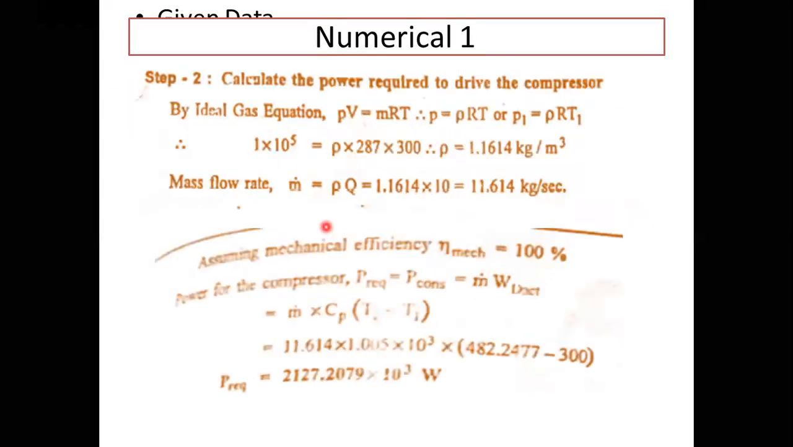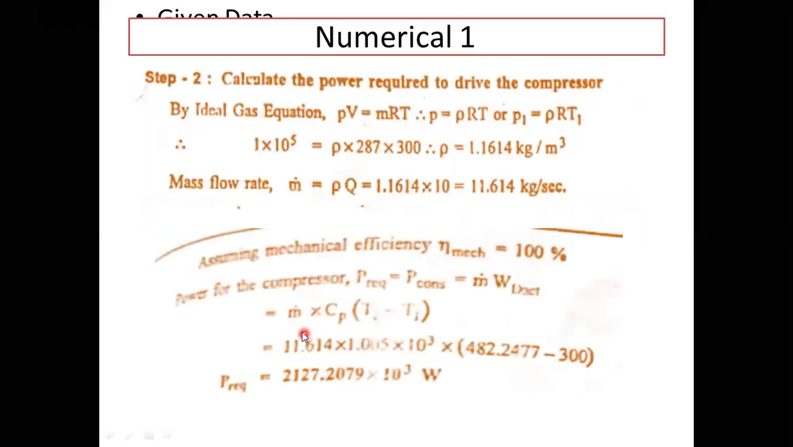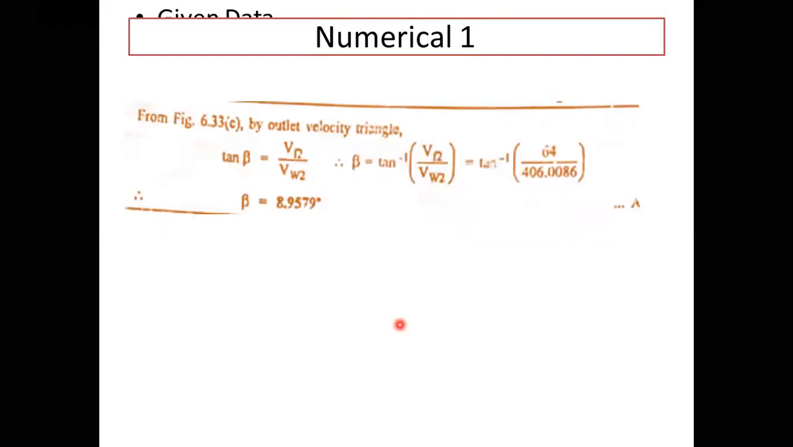In a compressor, we can calculate the work by using the actual formula, that is work done actual Vw2 U2, and we can also calculate the work done actual by m Cp delta T. So both formulas can be used. This is the first type of numerical.